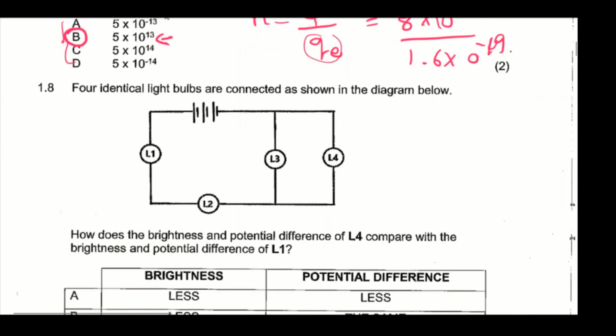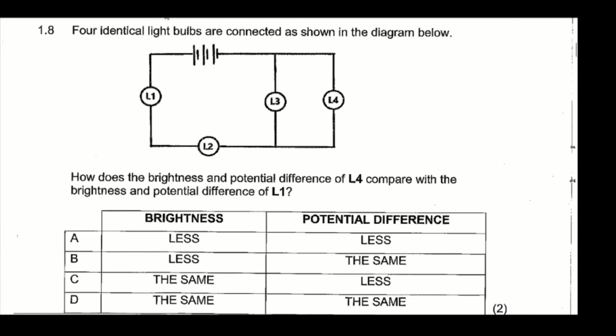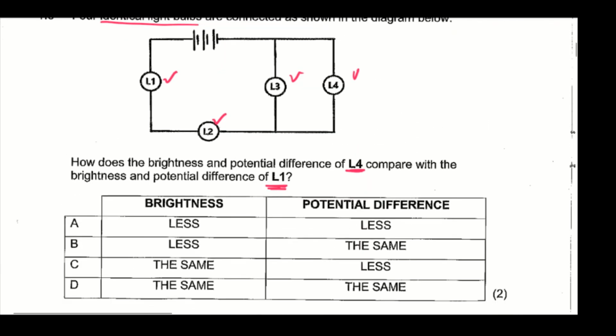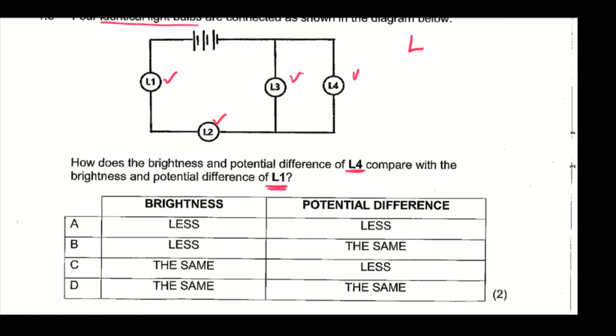Okay, so now we move to 1.8, which says that 4 identical light bulbs are connected, as you can see. So we have 1 light bulb, 2, 3, and 4 light bulbs, right? Then they say, how does the brightness and potential difference of L4 compare with the brightness and potential difference of L1? So what you need to note is this. If we're comparing L4 and L1, right? L4 is in parallel with L3, right?